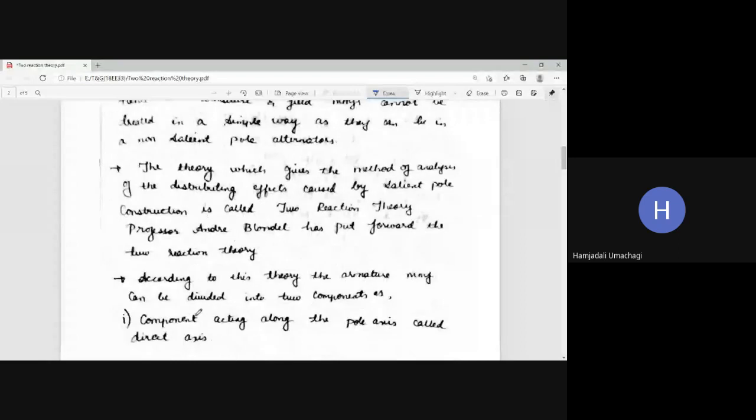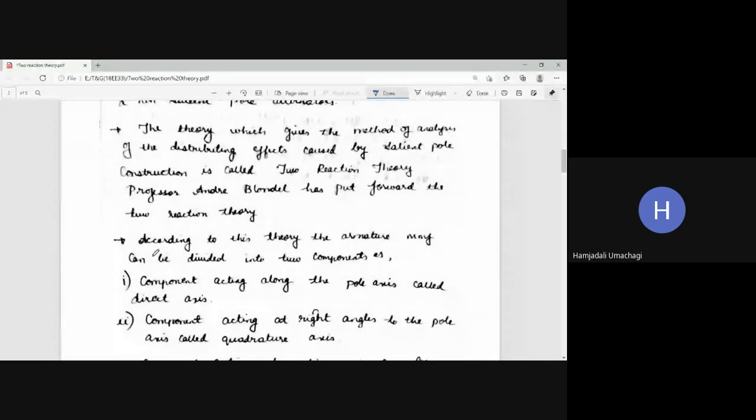According to this theory, the armature MMF can be divided into two components. Whenever the armature conductor carries current, it will produce the armature flux or armature MMF. Because of the armature current, this MMF has two components. Component one acts along the pole axis, called the direct axis. So the armature flux or armature MMF has two components, and the one acting along the pole axis is called the direct axis.